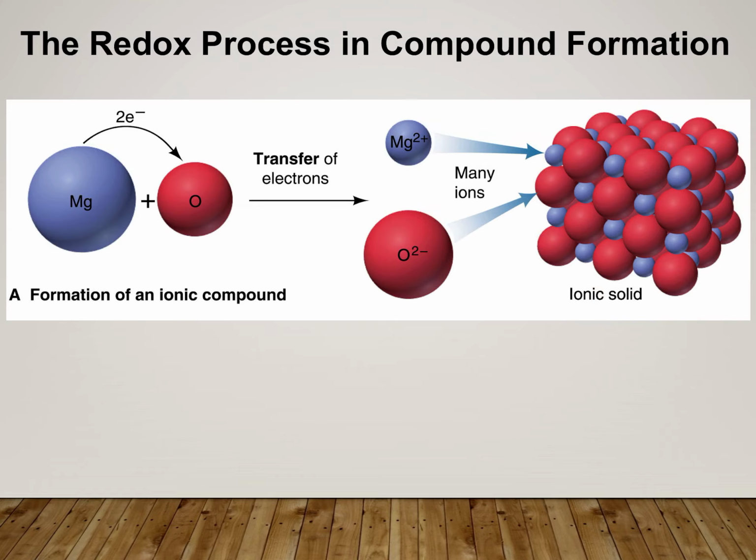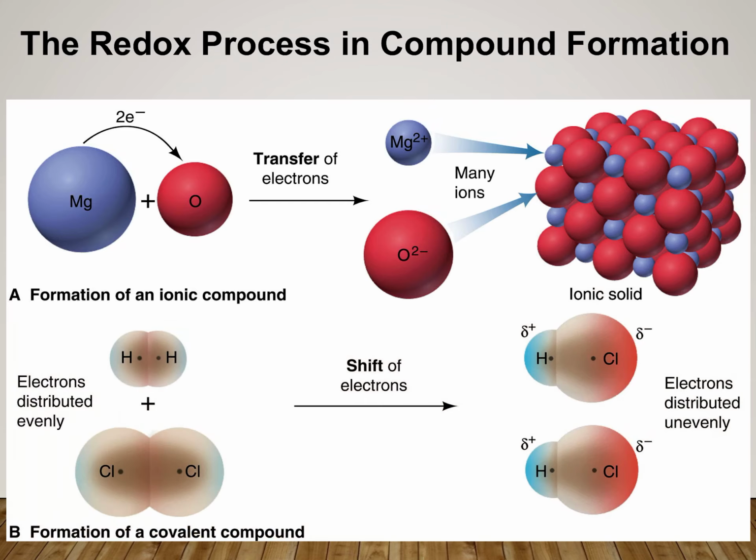So in an ionic compound formation, we have electrons that are being transferred. They're leaving from the magnesium and going to the oxygen. So magnesium loses those two electrons and forms the Mg2+ cation, and oxygen gains those two electrons and forms the O2- anion. And it's really obvious to see the movement of electrons in an ionic compound because they are being fully transferred from one thing to the next.